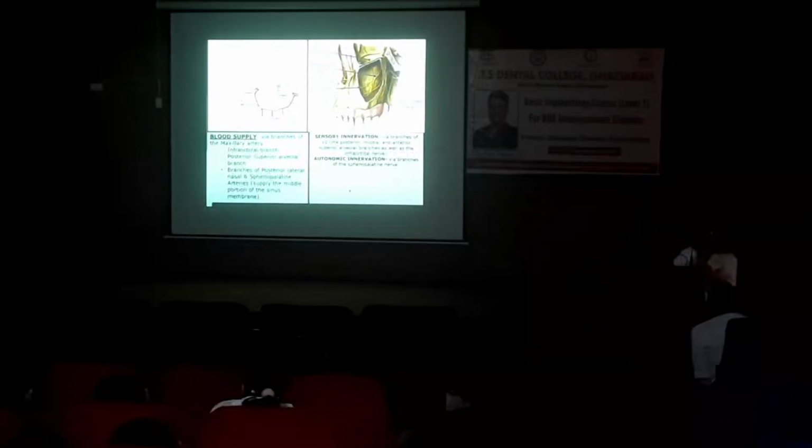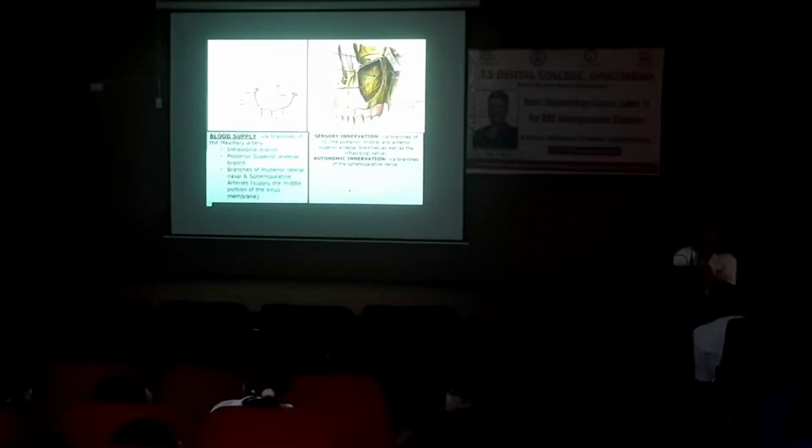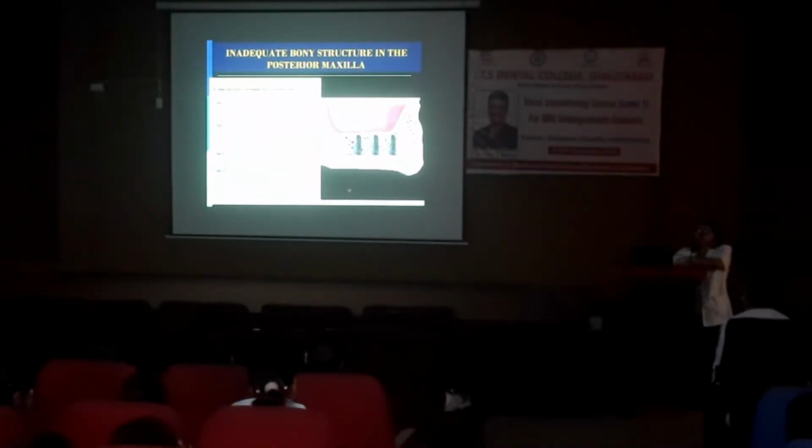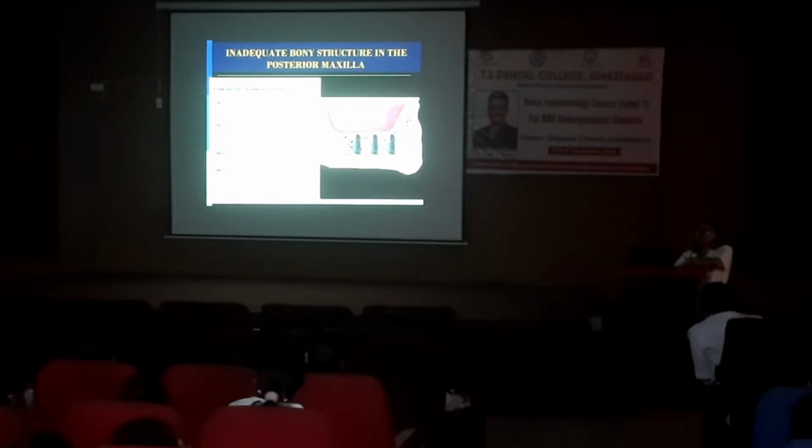Sensory innervation, as you know: the maxilla and its teeth are supplied by the PSA, MSA, and ASA. The sinuses are again supplied by the posterior superior alveolar artery and the corresponding nerve. So what will you do if you have inadequate bony structure? You can raise this membrane. Inadequate means less than 5 millimeters.